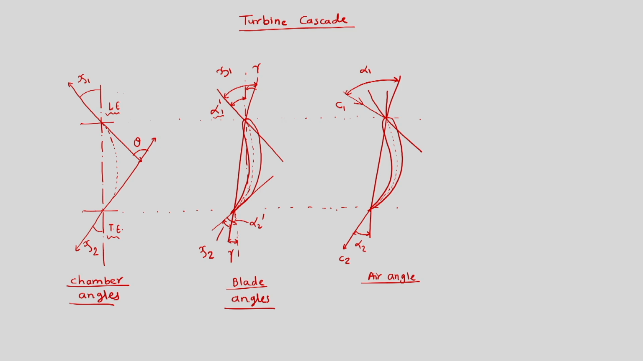We know what alpha 1 dash is. It is the angle made by the tangent with the vertical line. So this is alpha 1 dash. Similarly, we can show here that this is the tangent which is making an angle alpha 2 dash. In this fashion we would have different angles defined. We will revisit these angles again.